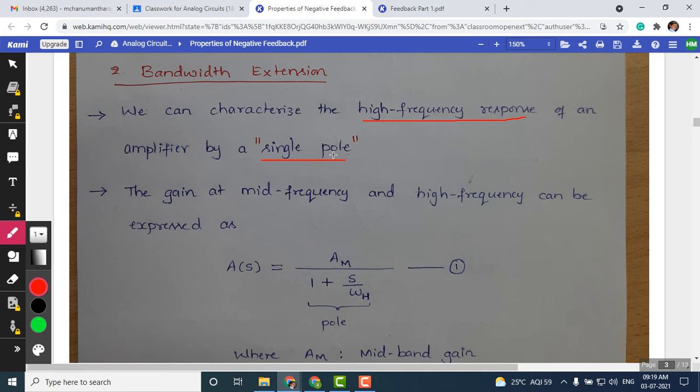Whatever we see in the numerator, the root is nothing but a zero, and in the denominator the root is called a pole. I am just giving simple definitions here, that's all. Any transfer function is made up of both zeros and poles. But here we are specific to the high frequency response, which we can characterize by a single pole. That is the property of the high frequency response of an amplifier.